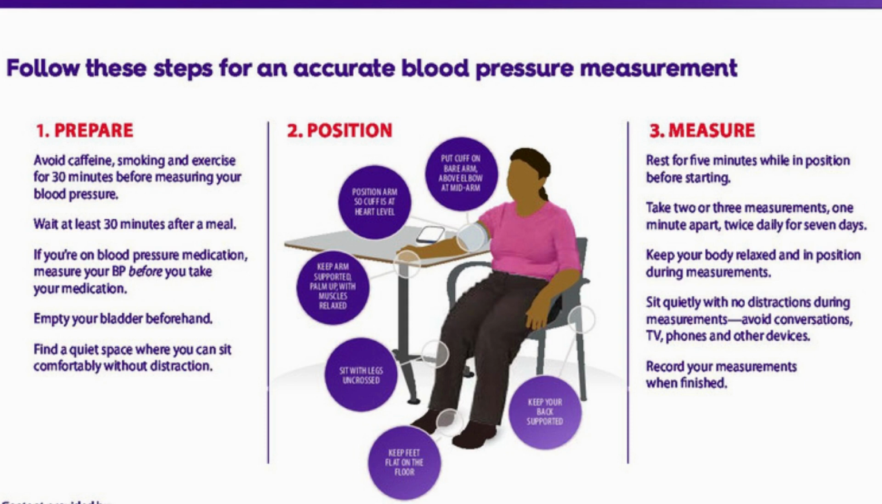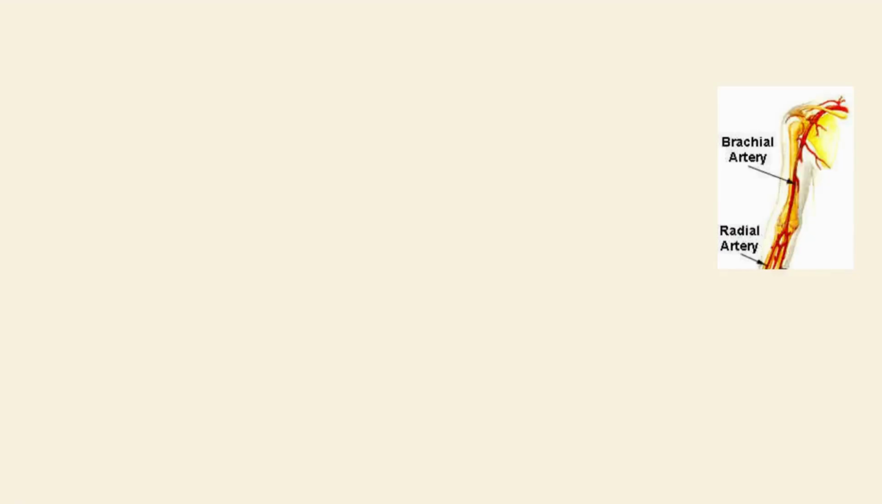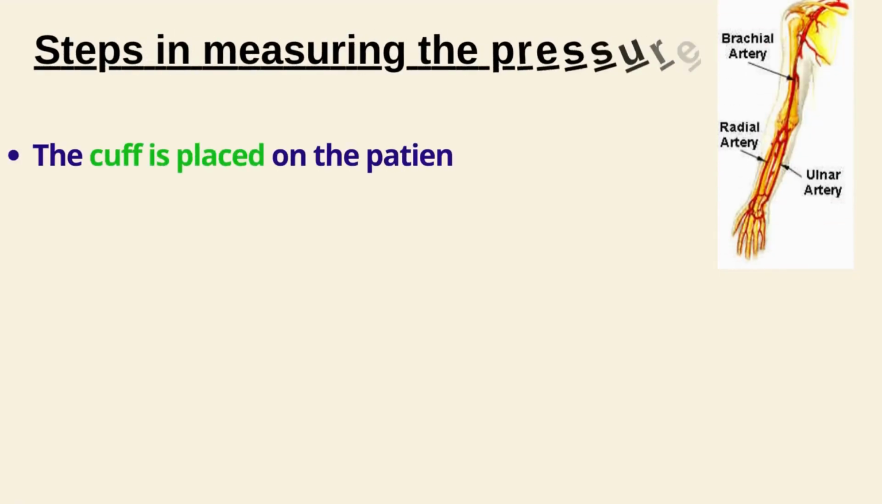Step 1. Prepare the equipment. Before you begin, you'll need to gather the equipment. You'll need a sphygmomanometer, which consists of a cuff, a pump, a gauge, a release valve, and a stethoscope. You'll also need a comfortable and quiet place to sit and relax, as well as a watch or timer.